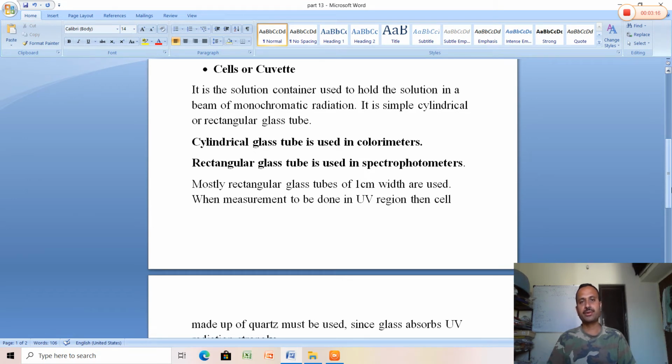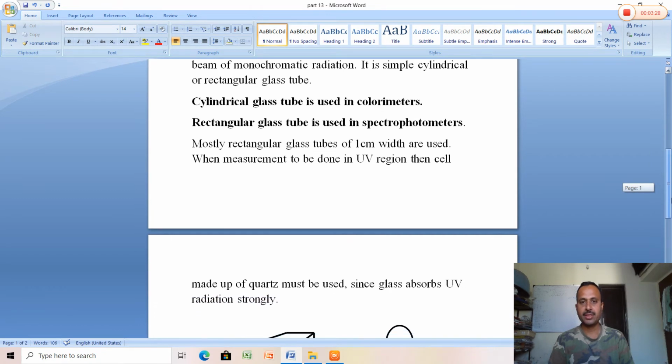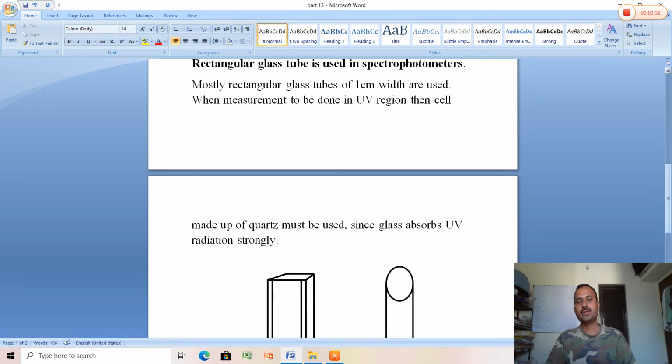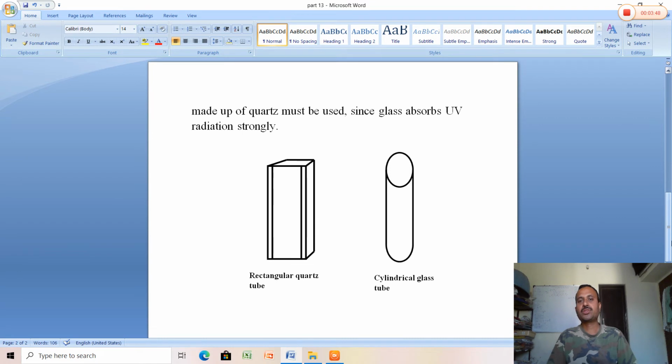So what is the width of the rectangular glass tube or rectangular quartz tube? It is 1 centimeter. When measurement is to be done in the UV region, the cell made of quartz is used, since glass absorbs UV radiation strongly. So this is the limitation of the cylindrical glass tube. Glass tube cannot be used in the UV region, especially in a spectrophotometer, because errors arise as glass absorbs some amount of UV radiation. It creates problems in the measurement in a UV spectrophotometer.